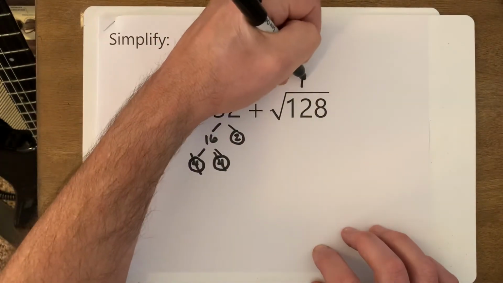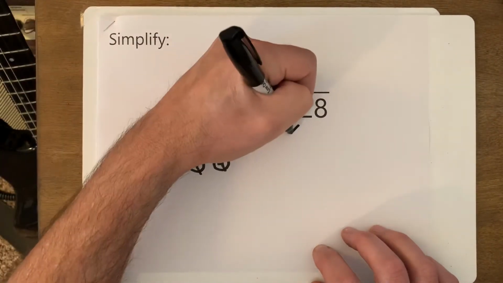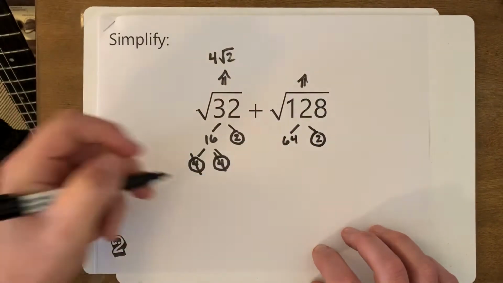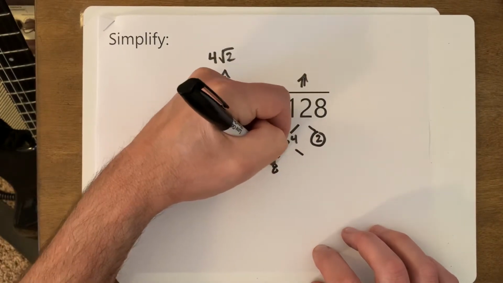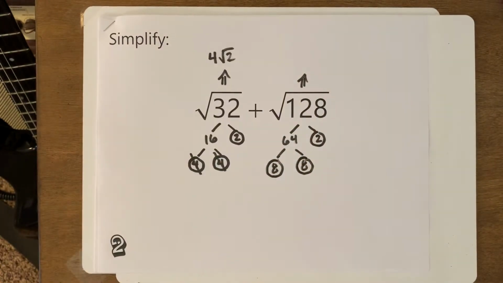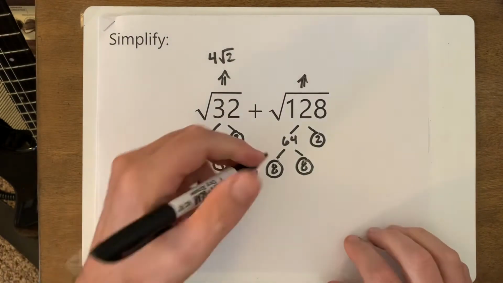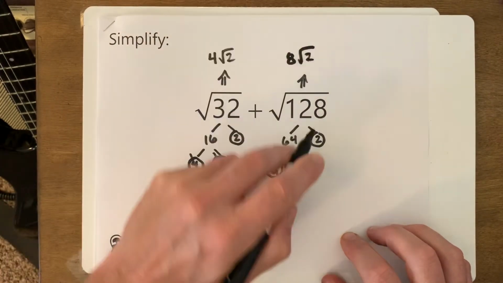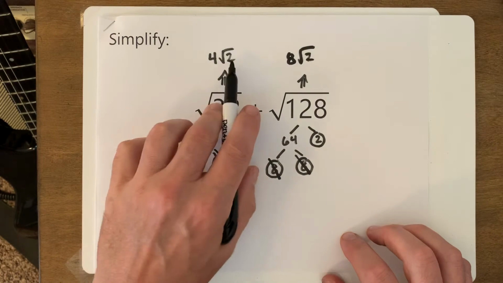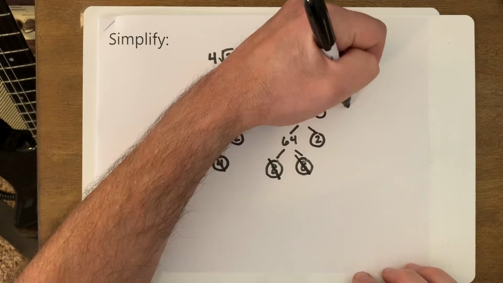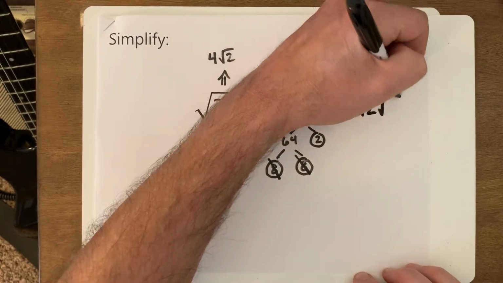All right, so what about 128? 128 is going to be 2 times 64. 64 is a perfect square. That's 8 times 8. And I'm going to circle them because I'm treating those 8s like primes. However, if I know I have a pair of them, that pair is going to come out as an 8 on the outside and that root 2 right there. So now I'm adding together 4 root 2 and 8 root 2. So 4 plus 8 is 12. So this guy is really going to be 12 root 2.